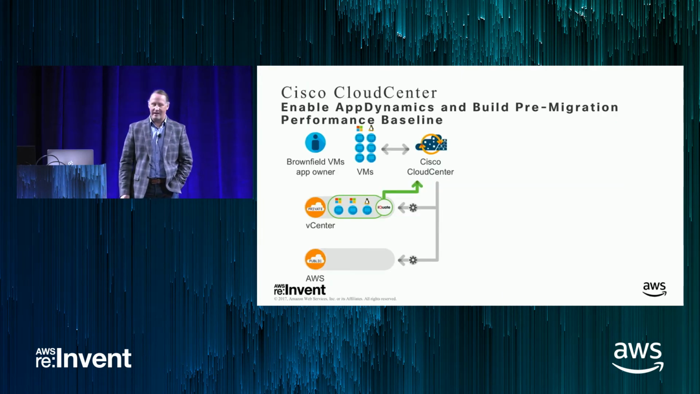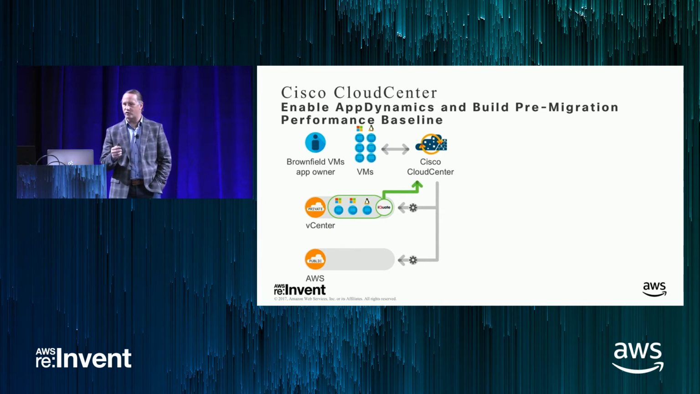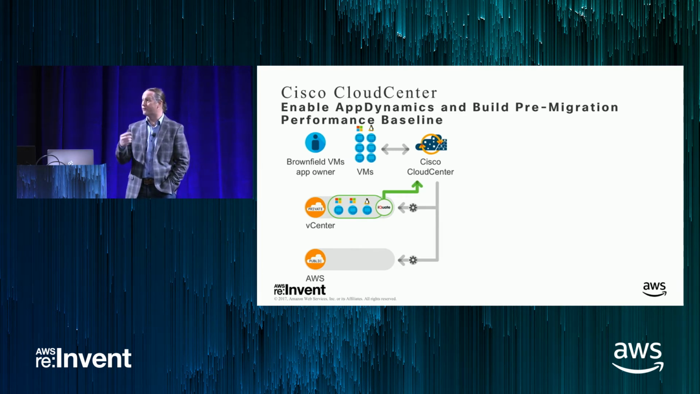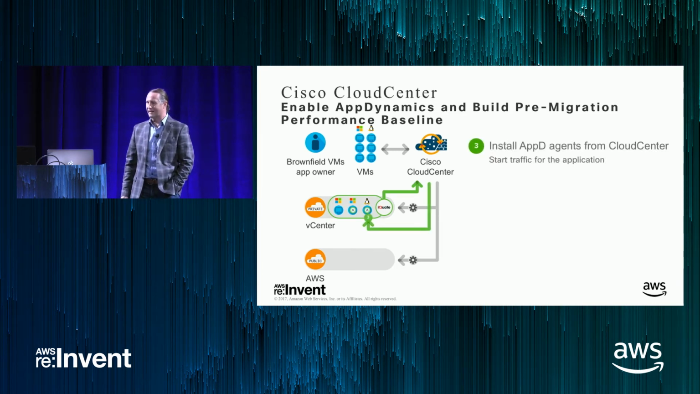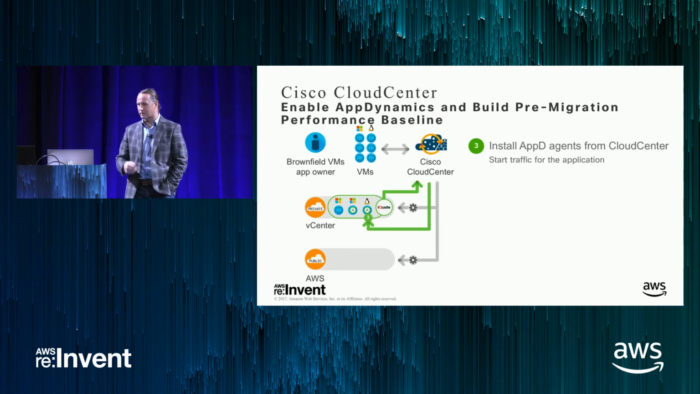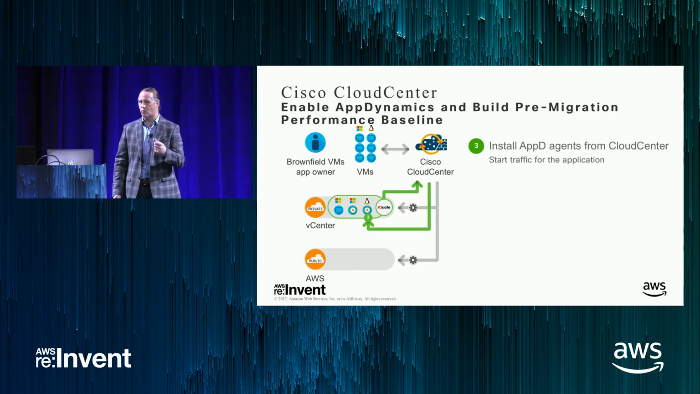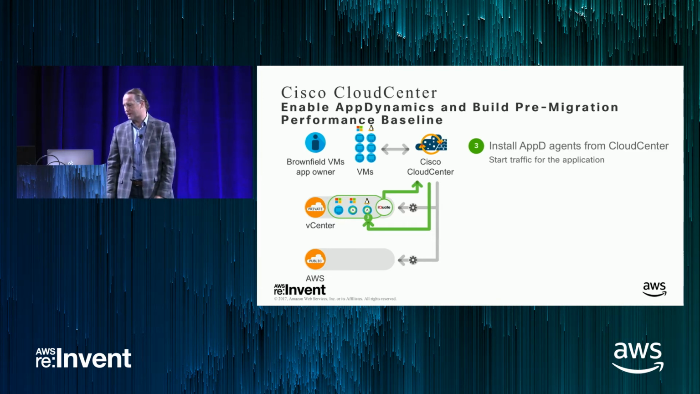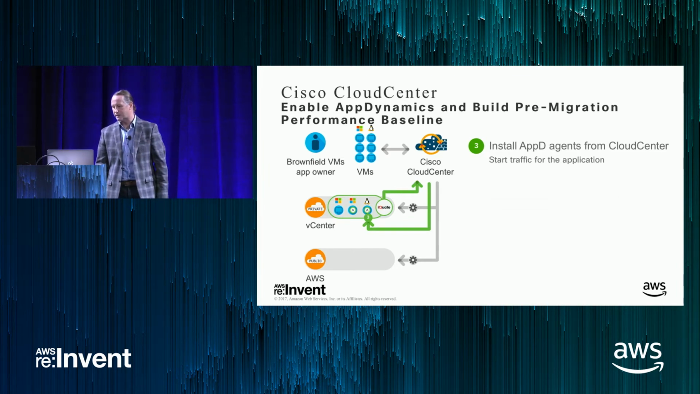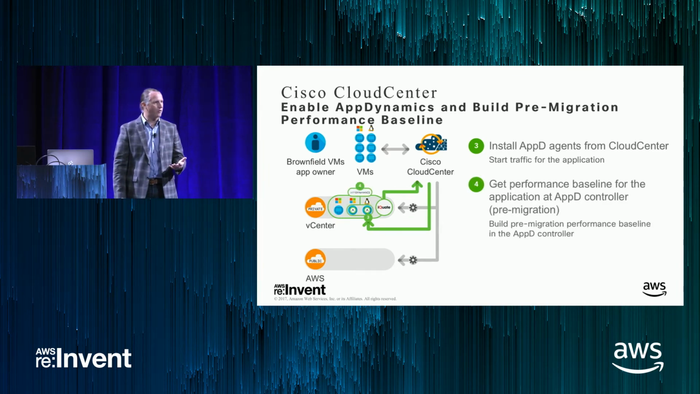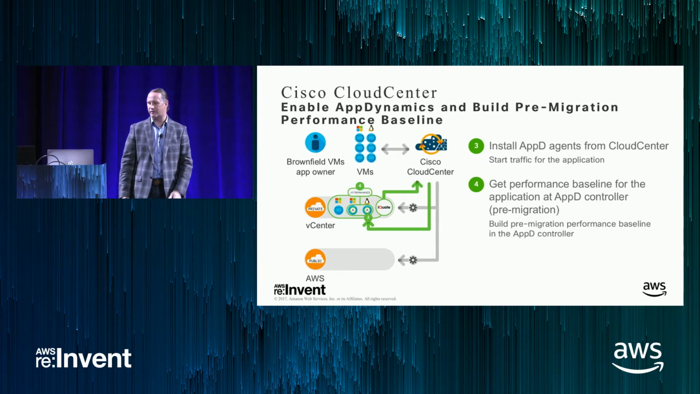Okay. So now that we have that application dynamic structure, we can now do smart things. CloudCenter can now take the list of what you actually want to do, the first wave that we're going to migrate. I can actually push the AppDynamics agent to it from CloudCenter. So how do you actually get these agents installed? It's an agent-based product. So what's going to actually push the agent? CloudCenter is pushing the agent in this scenario and starting to bring the traffic back to the AppDynamics controller and collecting the baseline.